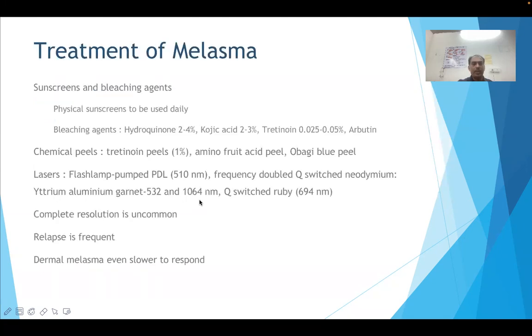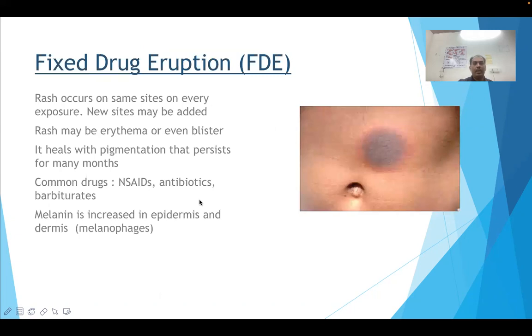Treatment of melasma: sunscreens and sun protection are the first line of therapy for all the hyperpigmentary disorders. Bleaching agents like hydroquinone, kojic acid, tretinoin, arbutin, azelaic acid, etc. can be used. Chemical peeling agents such as tretinoin peels, glycolic acid peels, salicylic acid peels, trichloroacetic acid peels, etc. Lasers, such as the Q-switched Nd:YAG laser, are commonly used. Complete resolution is uncommon, relapses are frequent, and dermal melasma is very slow to respond.